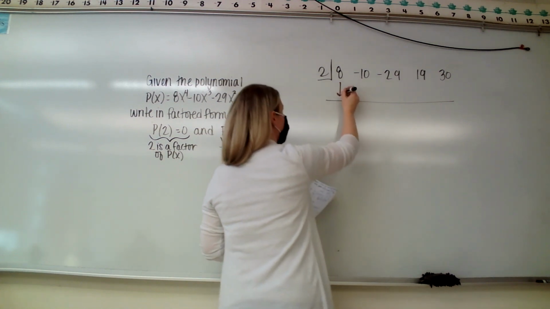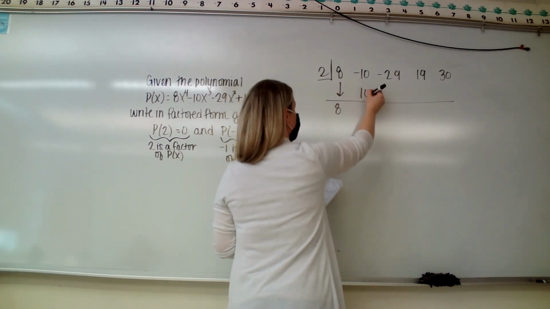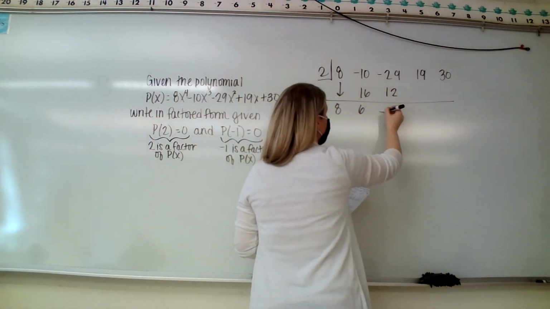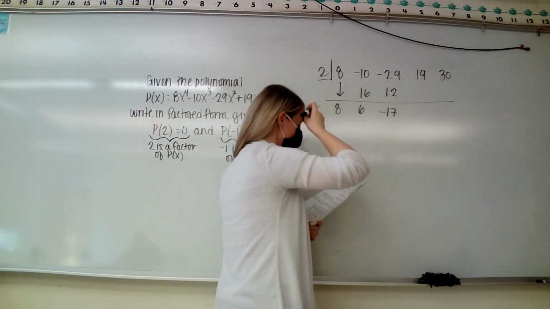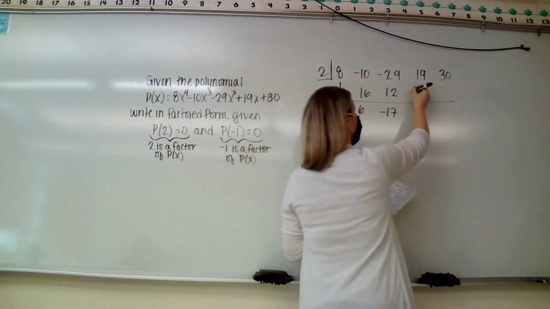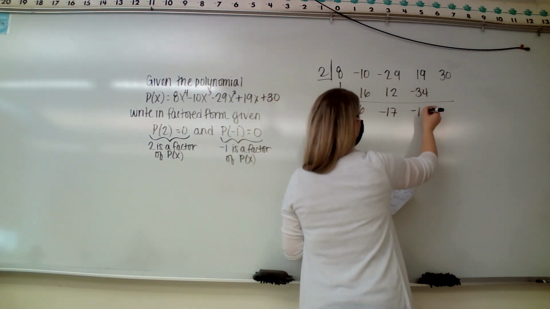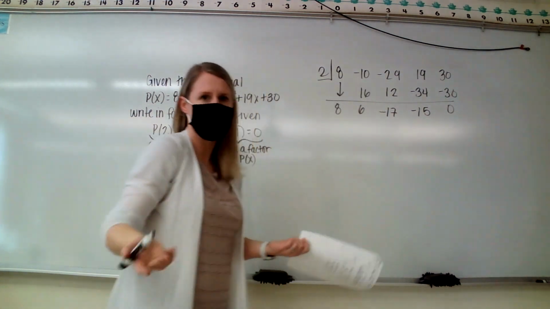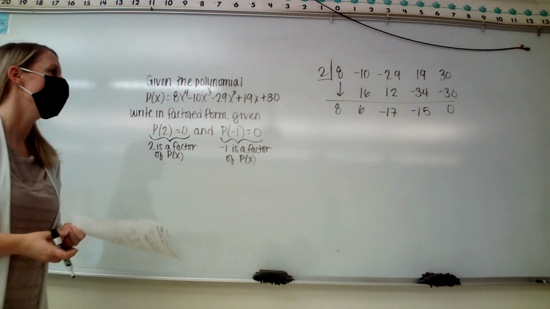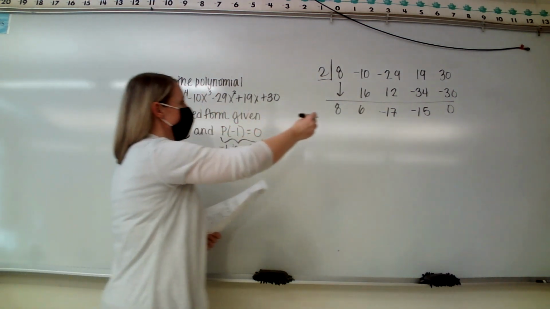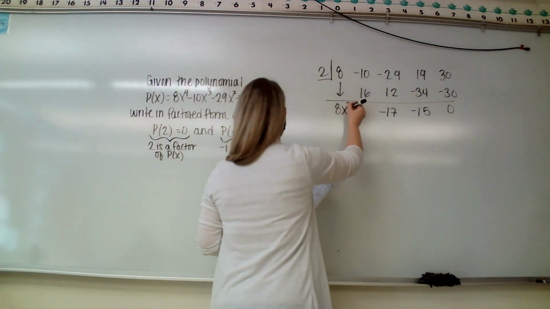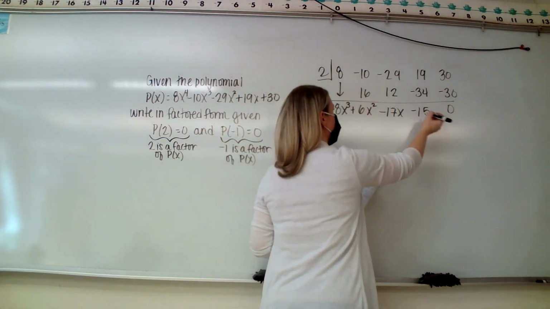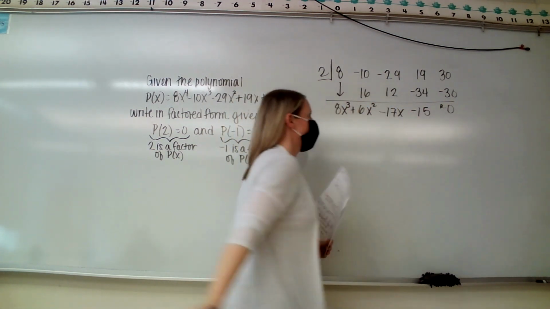And I'm going to do my thing here. So that gives me 8, is 16, is 6, is 12, is negative 17, is negative 34, negative 15, is negative 30, is 0. So just little things like make sure the remainder is 0. And if it's a factor, that should make sense. And then I just like to rewrite it: x to the third plus x squared, that's an x, that's a constant, that's a remainder.